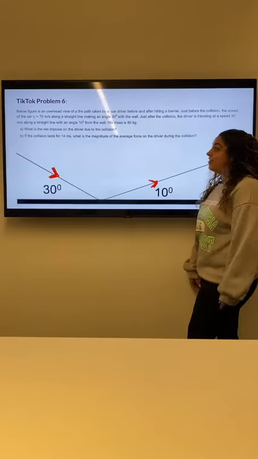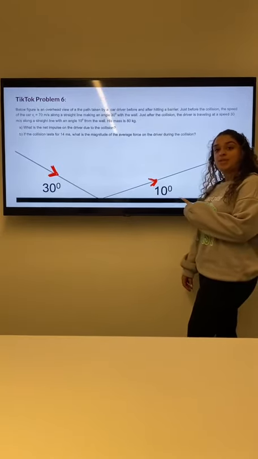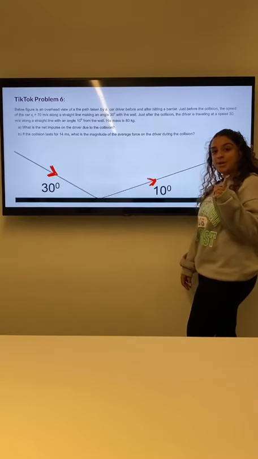This week on Phys Talk, we'll be learning about momentum. This is the problem we'll be doing this week. Pause the video, read over the question, write it down, and we'll get right to it.